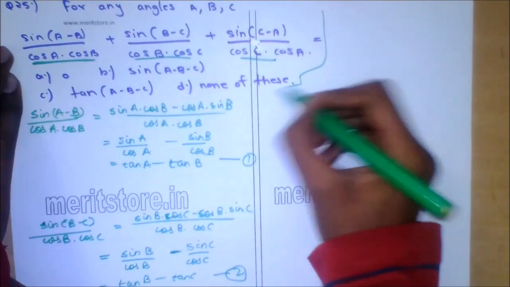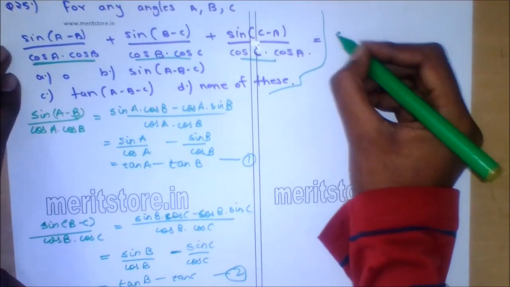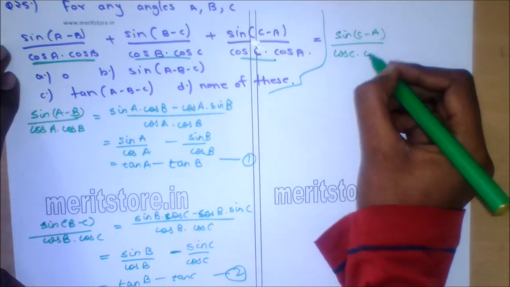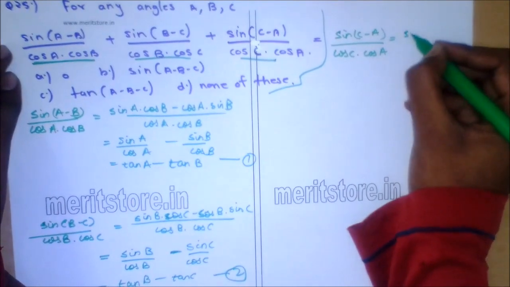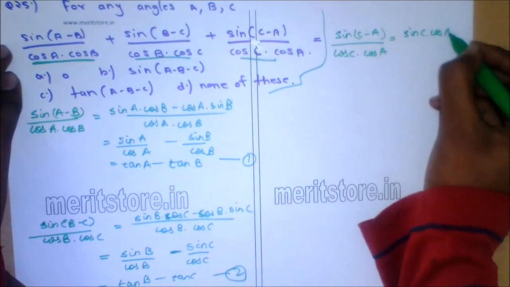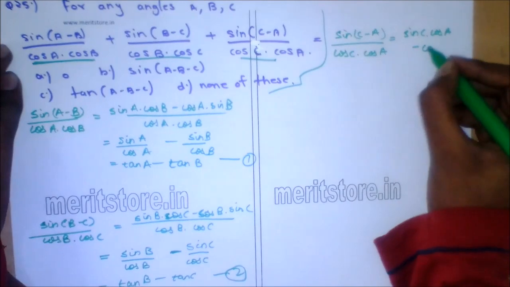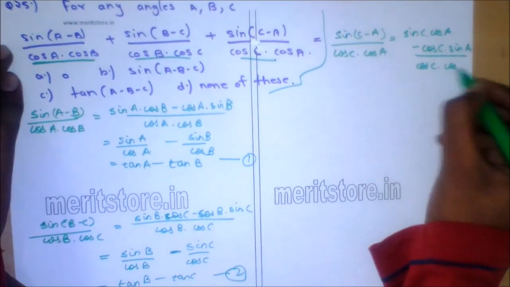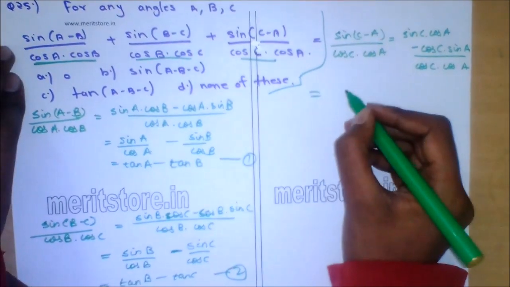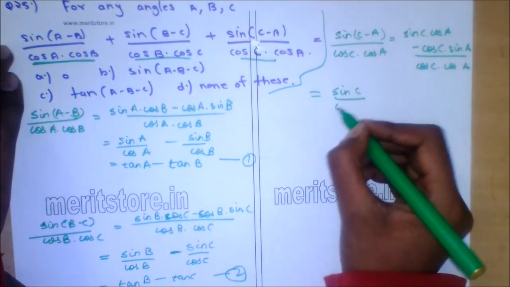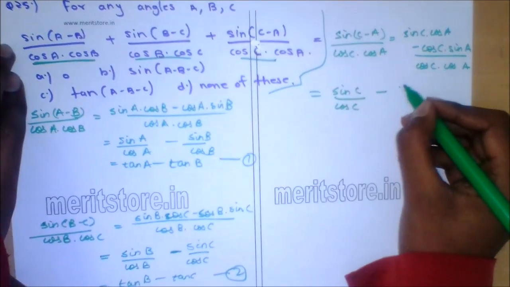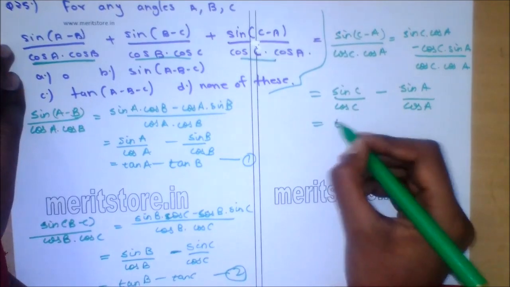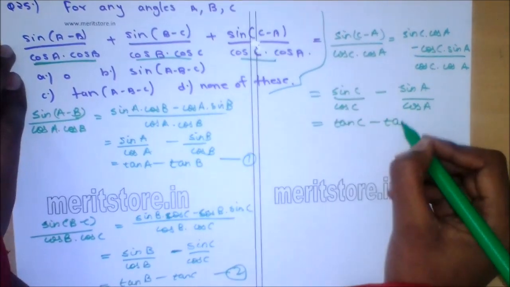Similarly, for the third one, sin(c minus a) upon cos c cos a, that is sin c cos a minus cos c sin a upon cos c cos a. Again we split the term, we get sin c upon cos c minus sin a upon cos a, that is tan c minus tan a.